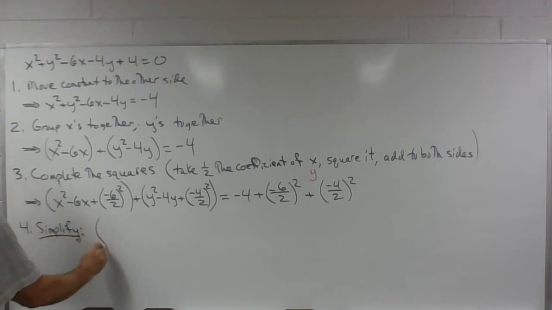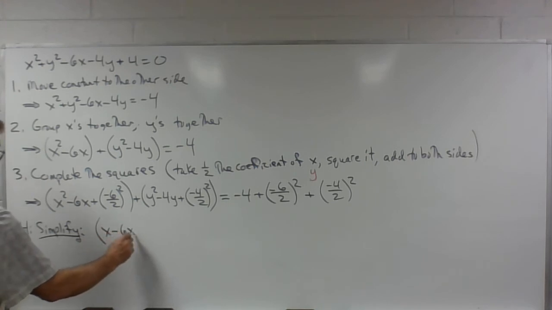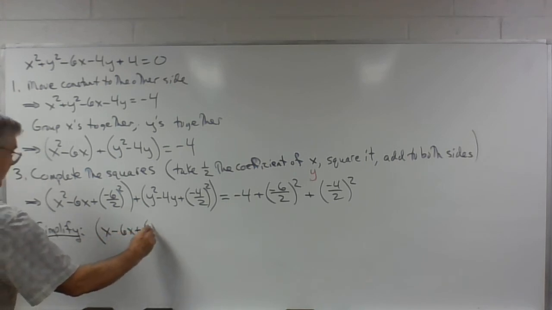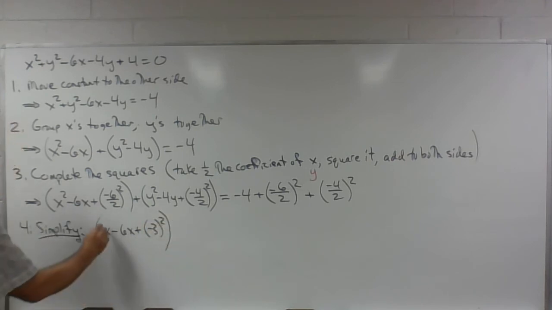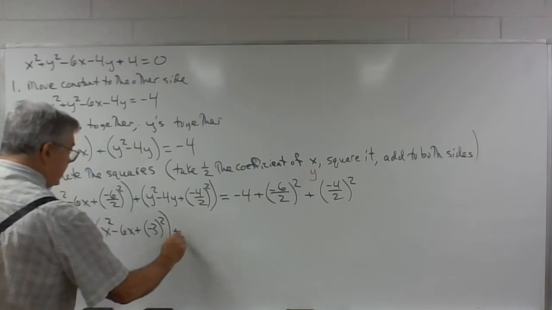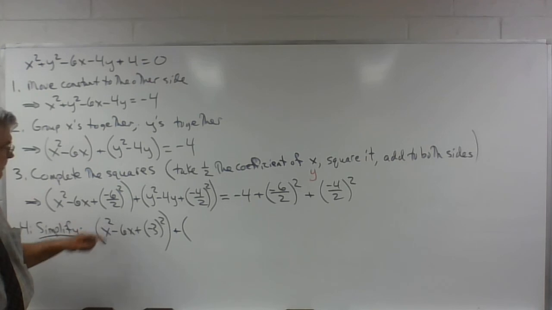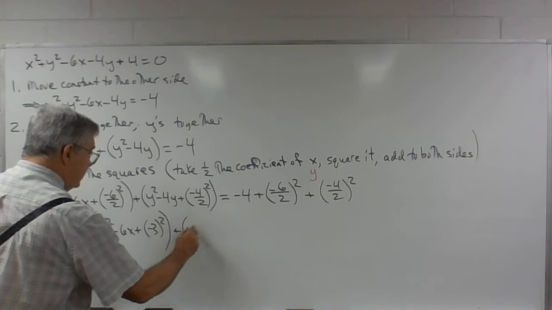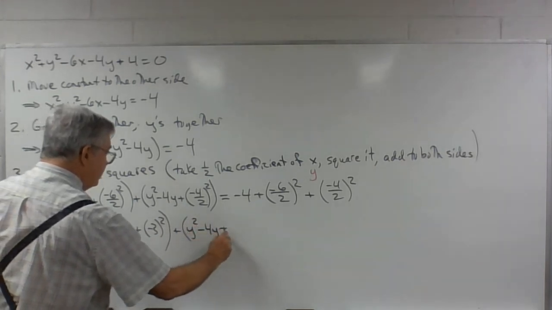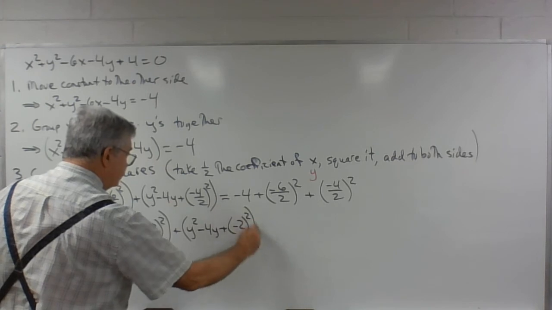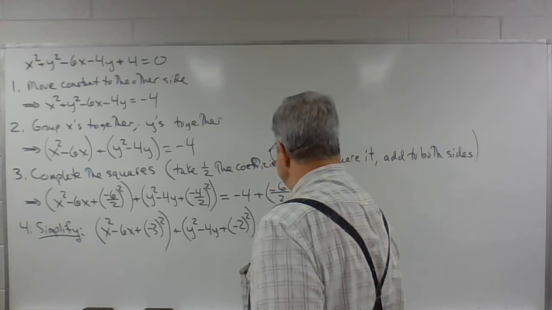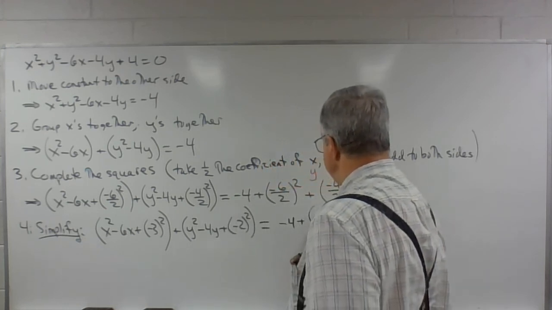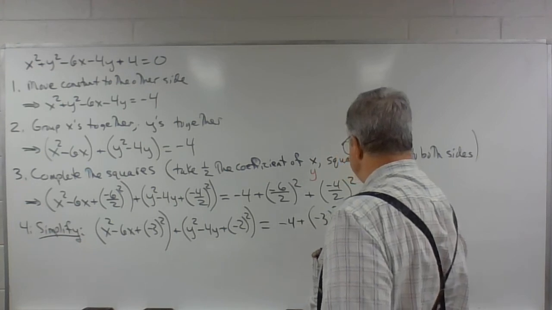We're going to simplify some. x squared minus 6x plus negative 3 quantity squared, and there's a reason why I'm not simplifying this any further. y squared minus 4y plus negative 2 squared. And over here we have negative 4 plus negative 3 squared plus negative 2 squared.